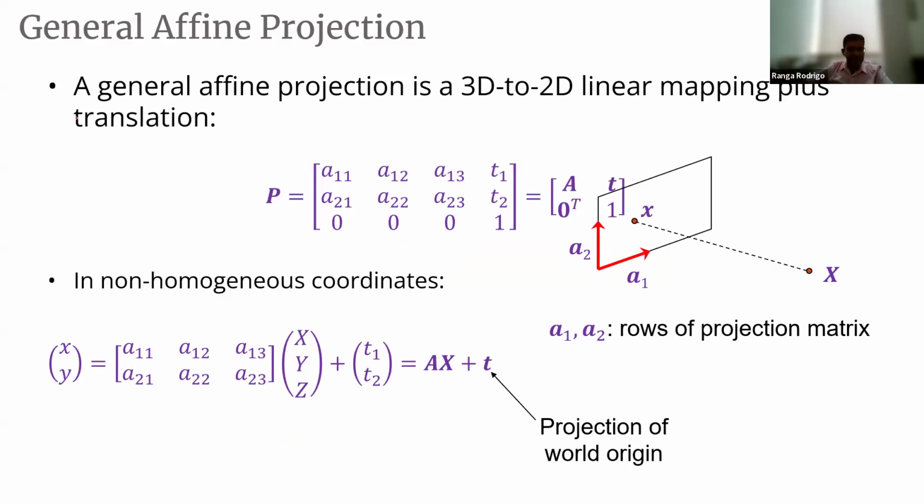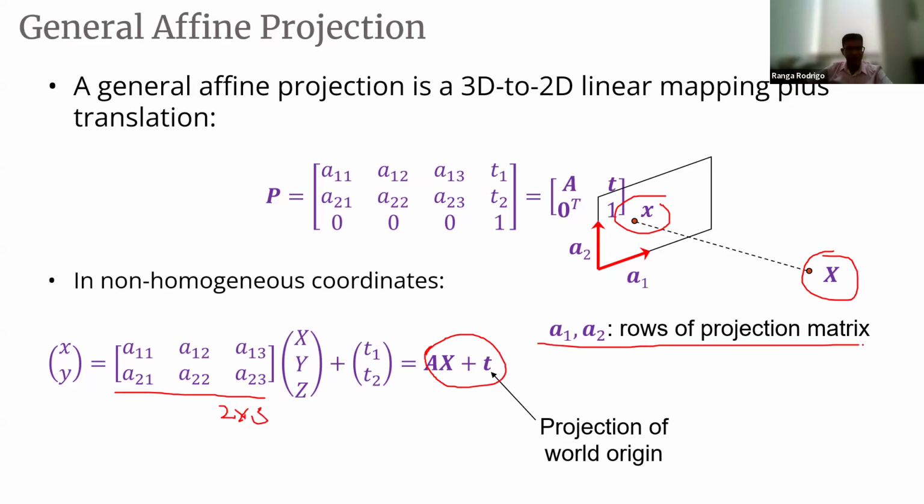So a general affine projection is a 3D to 2D linear mapping plus translation. A mapping like so, and then there's a translation. Therefore, you can write that as AX plus translation. This A is a 2 by 3 matrix. These are A1, A2, the rows of the projection matrix. So we can call this row A1, this row A2 for convenience. You can see these have a geometric meaning also.